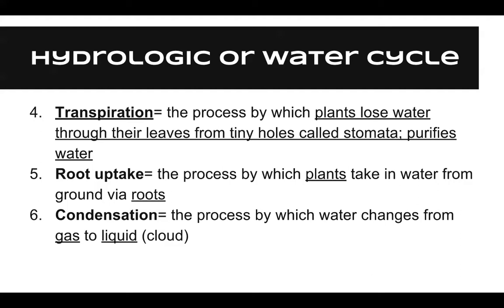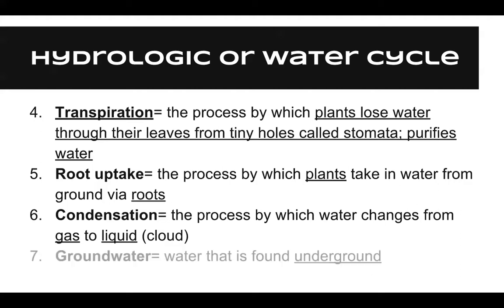Condensation is when water changes from gas to a liquid, and it might not seem like it, but a cloud is actually liquid water, and it's just hanging in the air. It's hanging in the air at such a thick point that we actually see it as a cloud. We are really familiar with fog in this particular area, and that's essentially like a cloud on the ground. Finally, we have groundwater, and groundwater is water that's found underground.